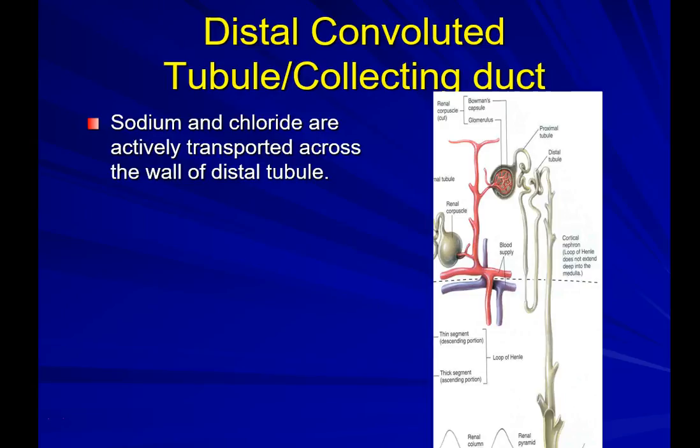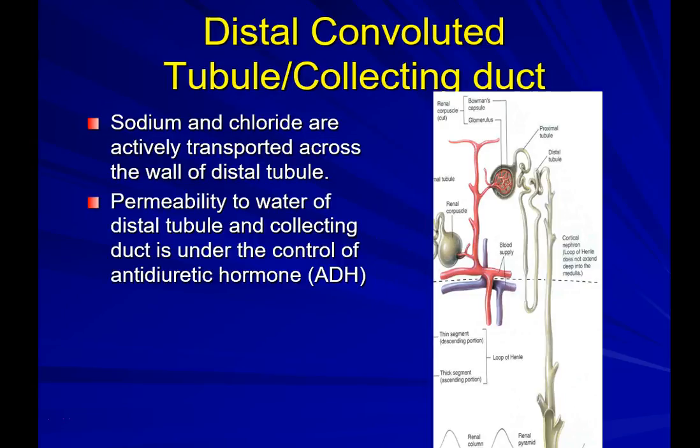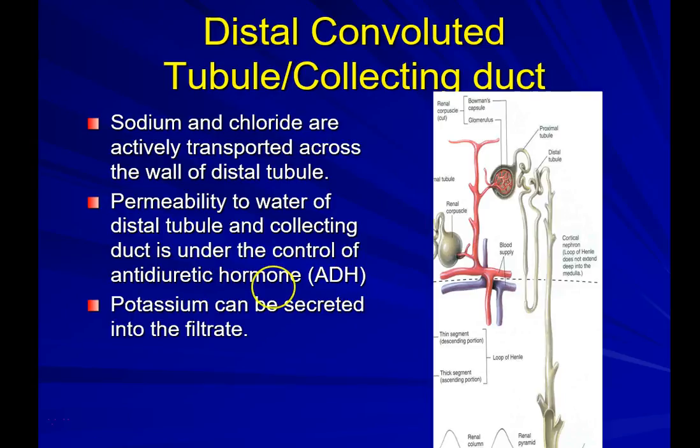All right, what happens in the distal convoluted tubule? We're going to move things back and forth. And again, we don't want to go into great detail. The distal convoluted tubule is going to allow us to fine-tune the water content of the blood using what's called the antidiuretic hormone, which again, we'll talk about later. We're going to talk about potassium also later.